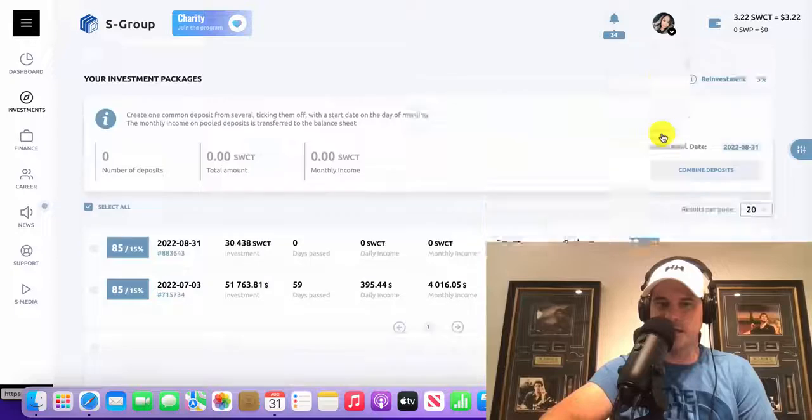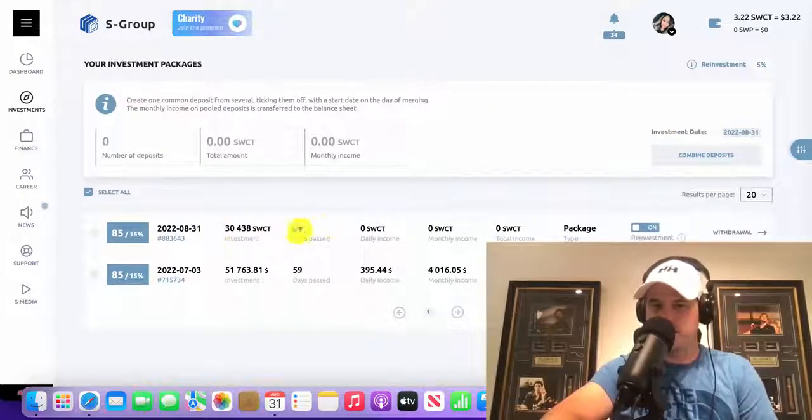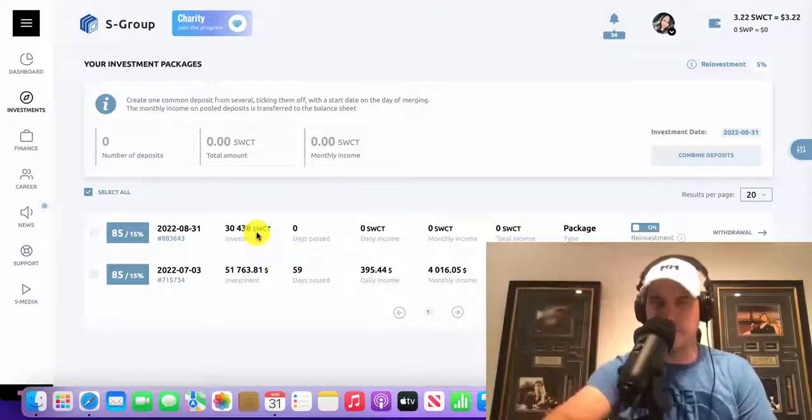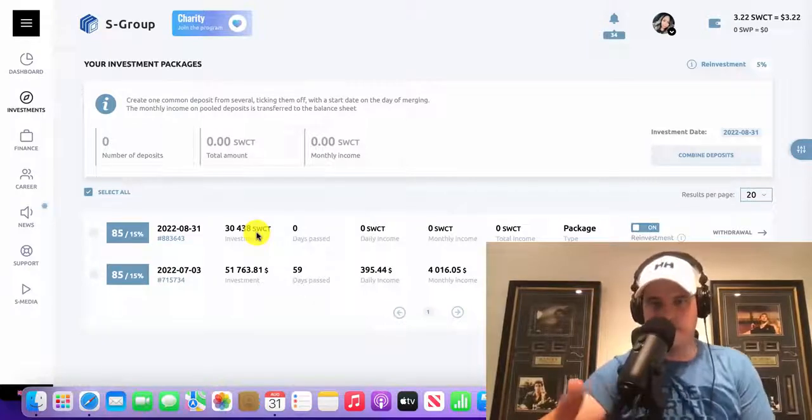Okay, so you notice there, when I combined all these together, now this investment is $30,438. It didn't send my $4,016 that I have in this 29 days of earnings from this $50,000 investment. It didn't send it up there because I didn't combine it. I combined all those little investments together. So keep that in mind, guys.